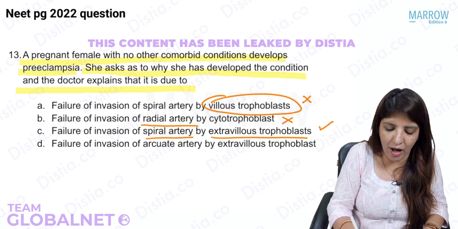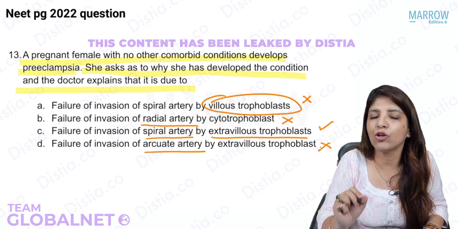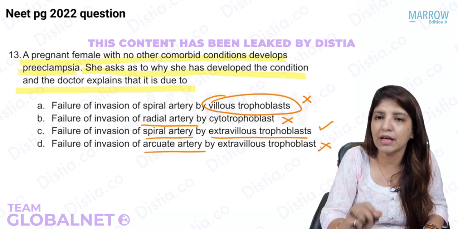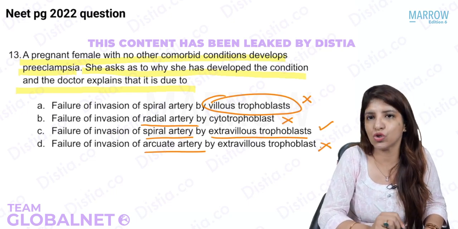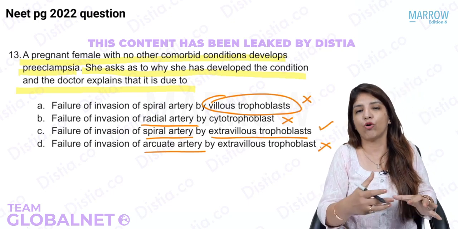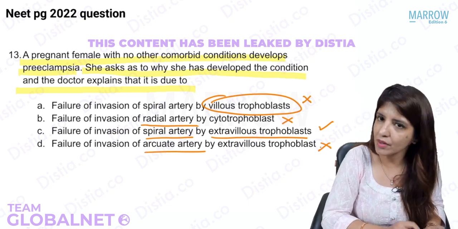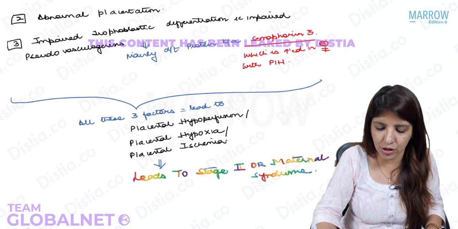Failure of invasion of arcuate artery by extravillous trophoblast? No. It is failure of invasion of the spiral arteries by the extravillous trophoblast. And to make the question a little tougher, they could have also given you endovascular trophoblast. Have you understood the placental syndrome?